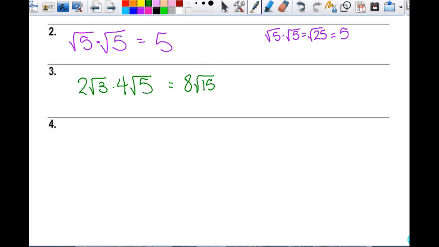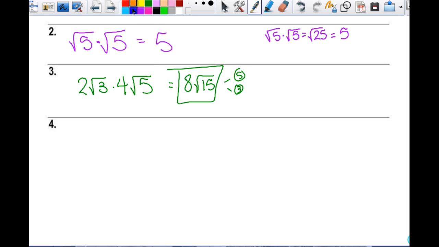Because you can multiply everything outside together, everything inside together. Then we have to check and see if we can simplify this. Can I simplify this? No, because this is 5 times 3, and there's no pairs, so they both stay underneath, and that's it. Everybody okay with that?